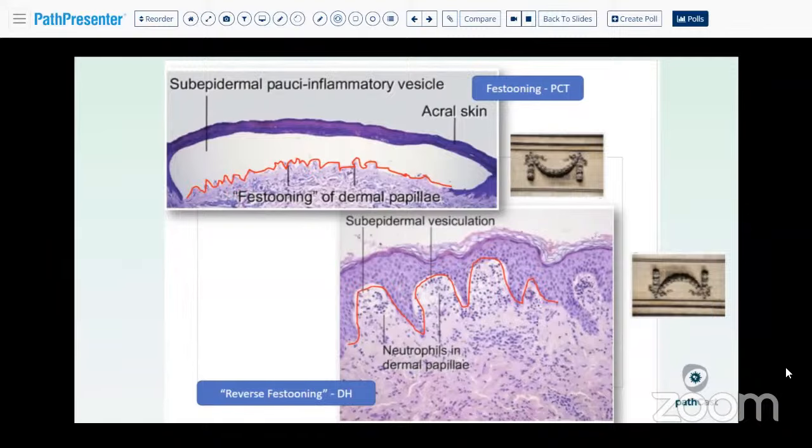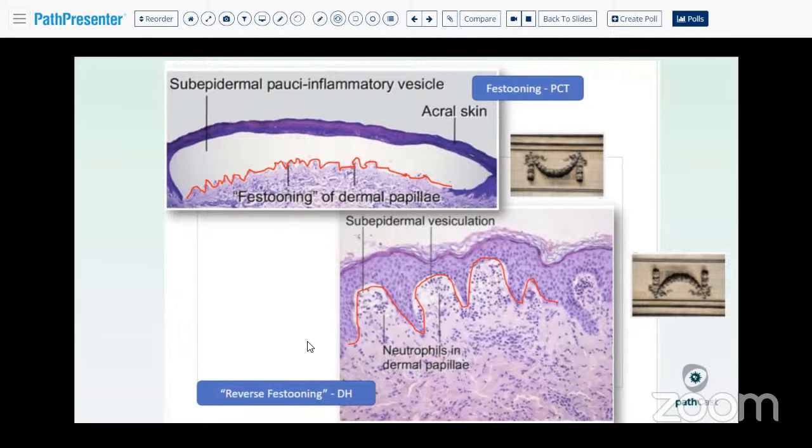Classic festooning in porphyria cutanea tarda, another form of subepidermal blistering disorder that is pauci-inflammatory. So we see a subepidermal split with no inflammation, often on acral skin, and that has this characteristic festooning where the dermal papillae are retaining their structure, so it results in what looks like a festoon.